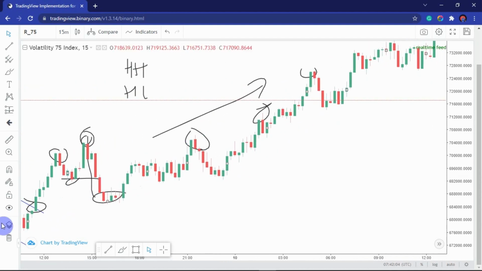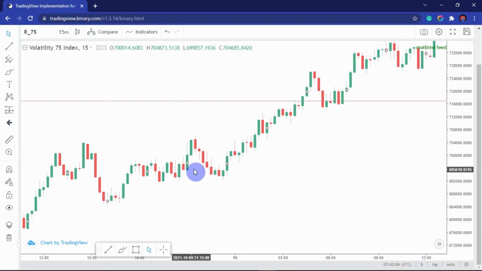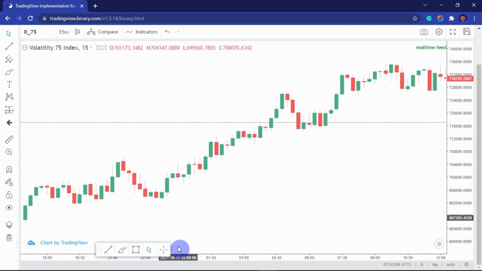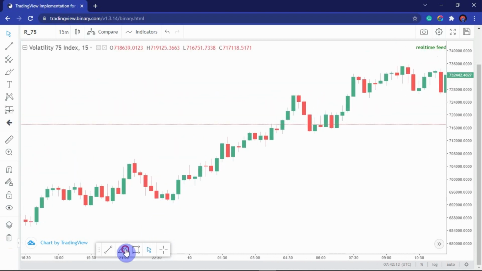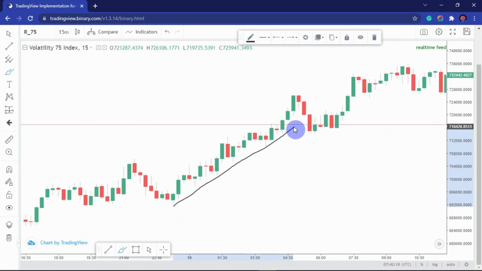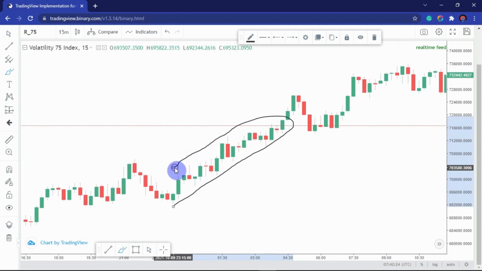For an example, let me just clear up my drawings. For an example, in this area here, you can see the way the market was moving, there wasn't any clear demonstration of power. There was like a mixture of both red and green candles.